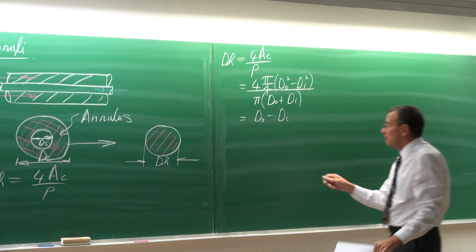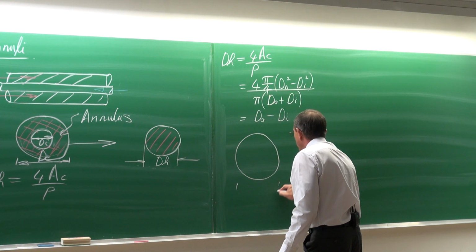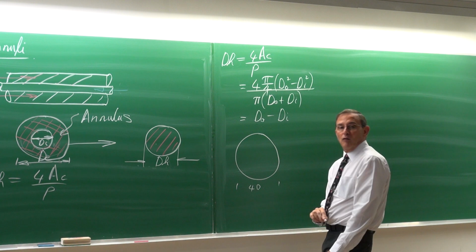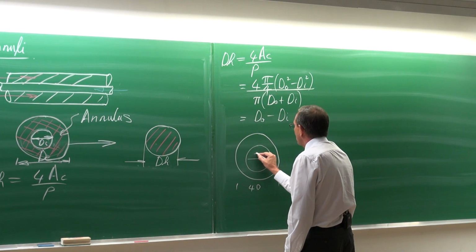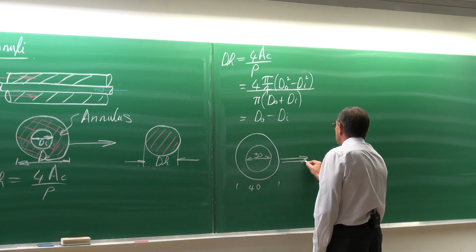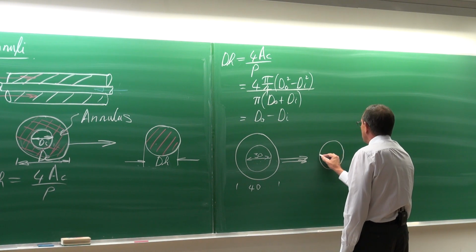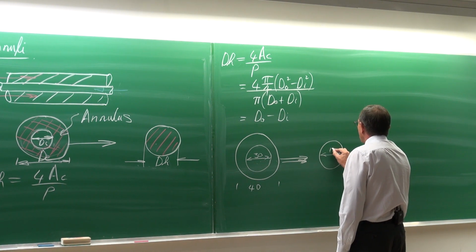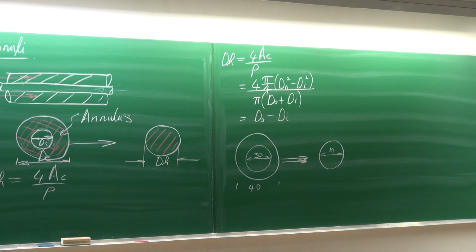Very simple example. If you have an outer tube with a diameter of 40, and here's another tube with a diameter of 30, then that is equivalent to a tube with a diameter of 10 millimeters. Just the difference in the two diameters.